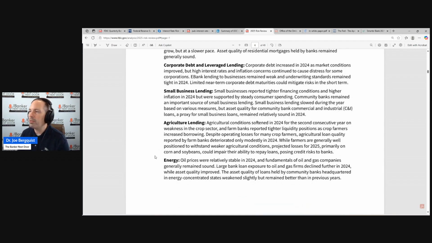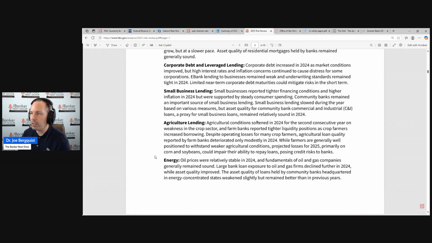Small business lending. Small businesses reported tighter financial conditions and higher inflation in 2024, but were supported by steady consumer spending. Community banks remained an important source of small business lending. Small business lending slowed during the year based on various measures, but asset quality for community bank commercial and industrial, C&I loans, a proxy for small business loans, remained relatively sound in 2024. Agriculture lending.